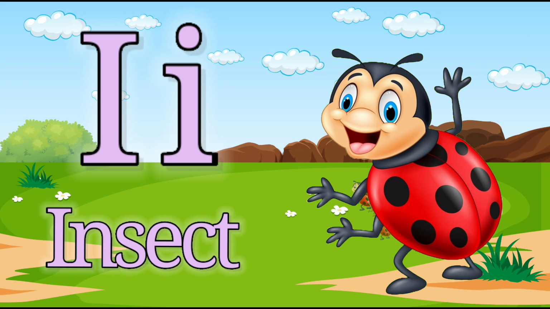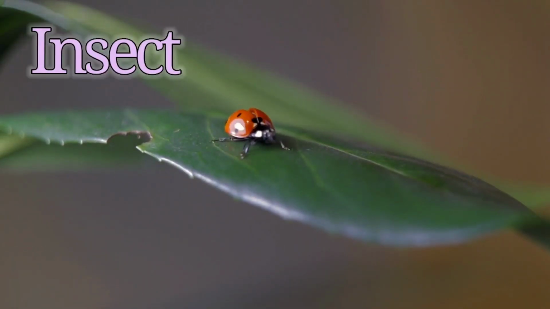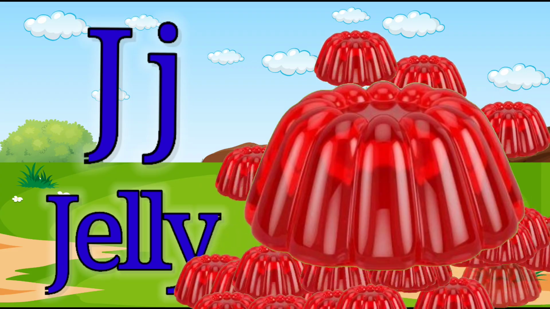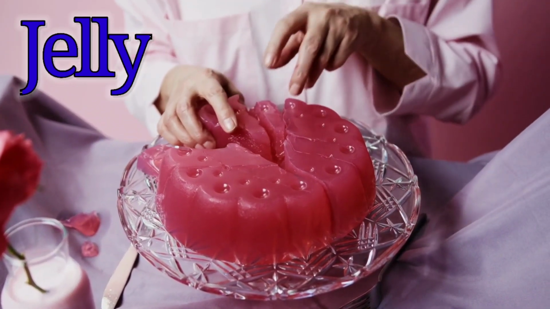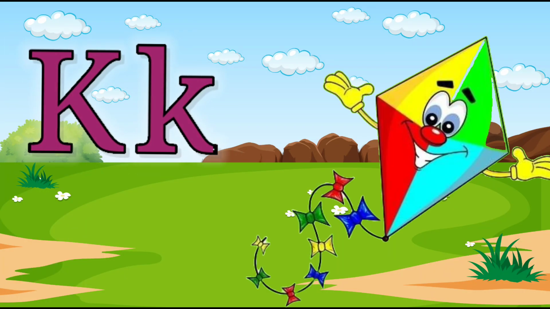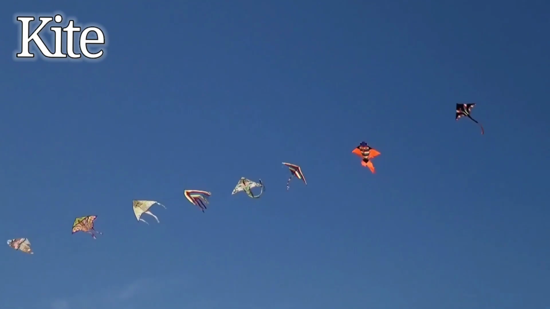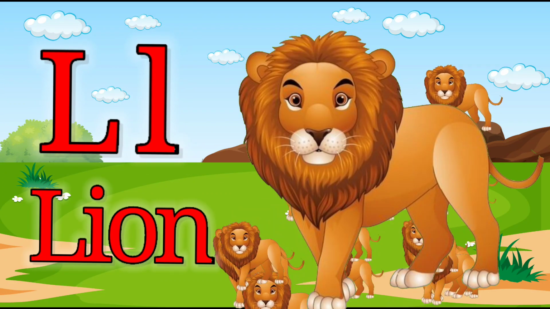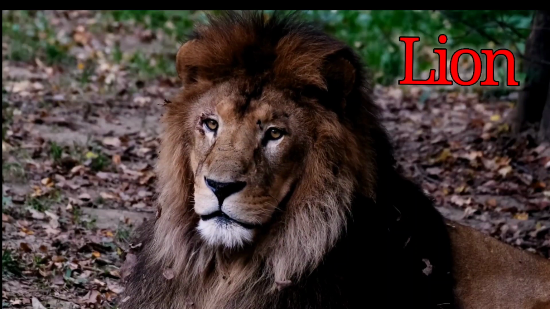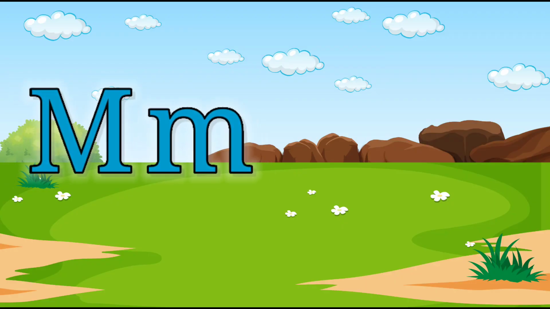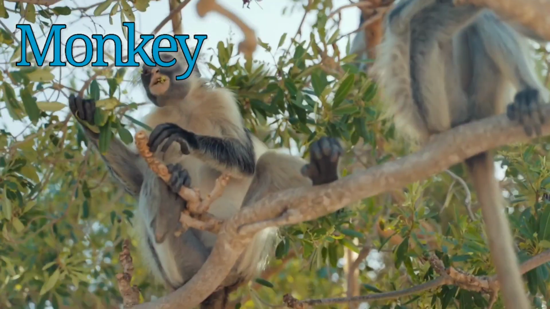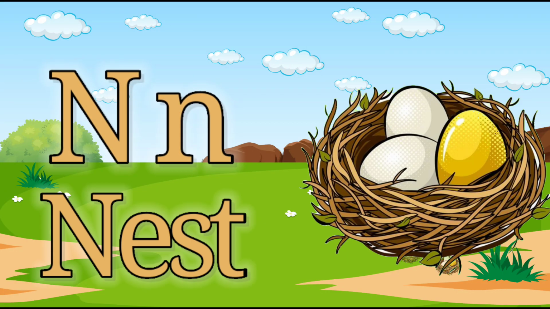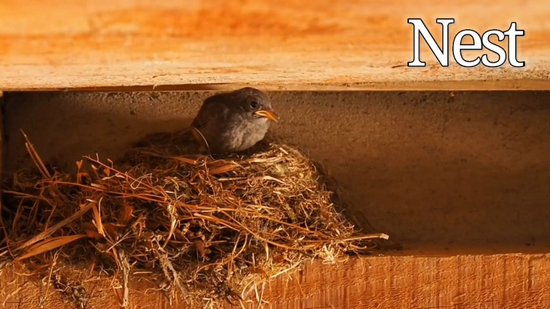I. I for insect. Insect. J. J for jelly. Jelly. K. K for kite. Kite. L. L for lion. Lion. M. M for monkey. Monkey. N. N for nest. Nest.